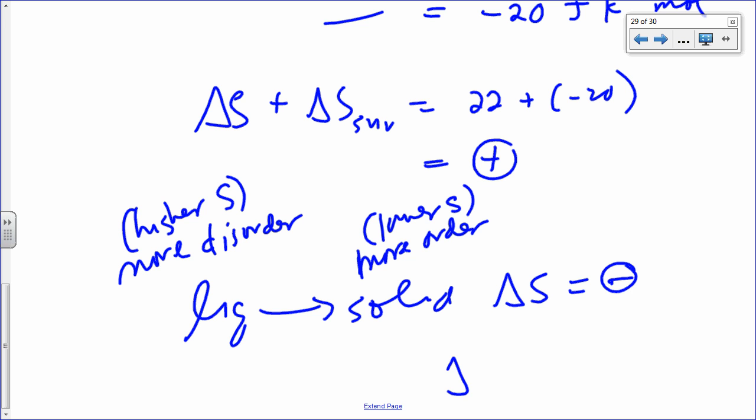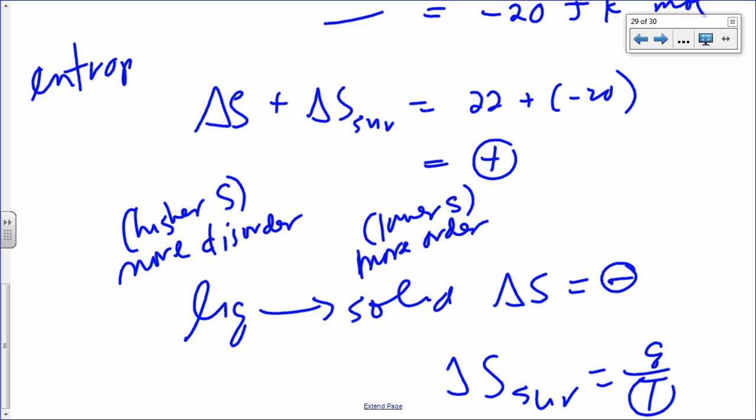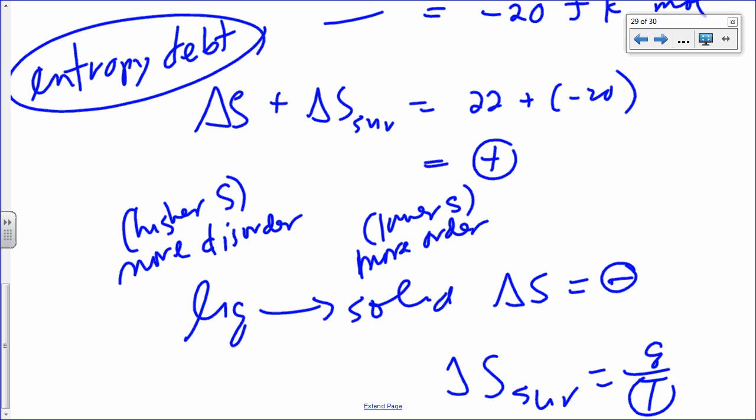Delta S for the surroundings is what? It's Q over T, right? The colder the surroundings, what happens? Smaller denominator. So freezing incurs what we call an entropy debt. Okay? Entropy debt. Because that would have a negative delta S.